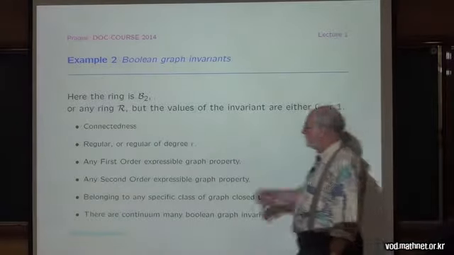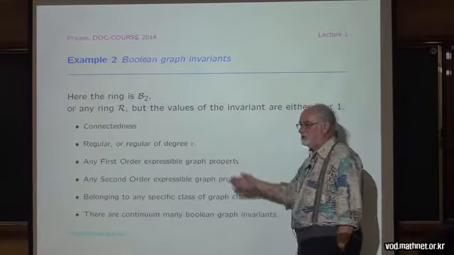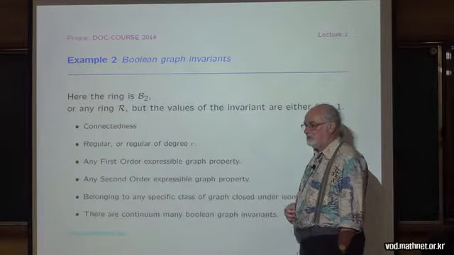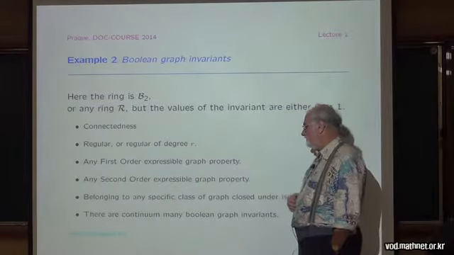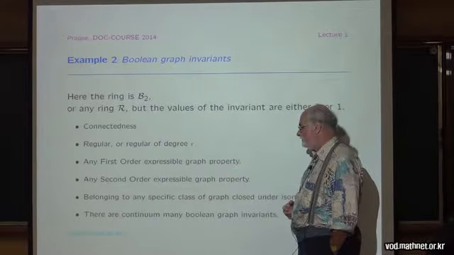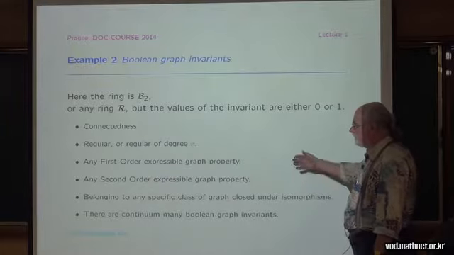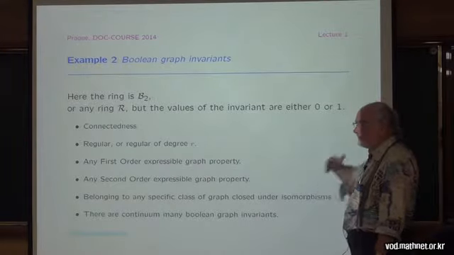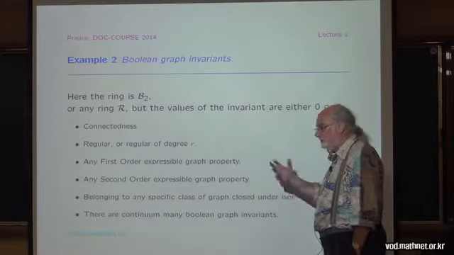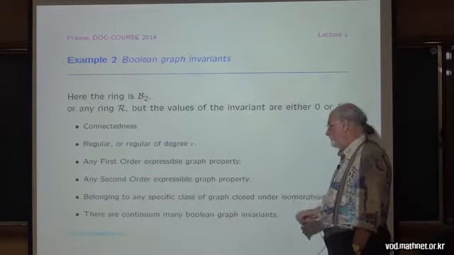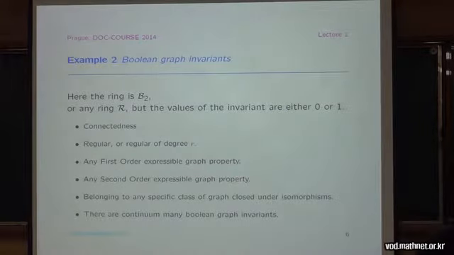Boolean graph invariants are connectedness, regular of a fixed degree, any first order expressible property of a graph, like triangle free or something like this. Any second order expressible graph property, where you use a stronger language, second order logic. Properties don't have to be related to logic. Any class of graphs which is closed under isomorphism is a property, and then you can say I'm in it or I'm not in it. So there are continuum many Boolean graph invariants to talk about.